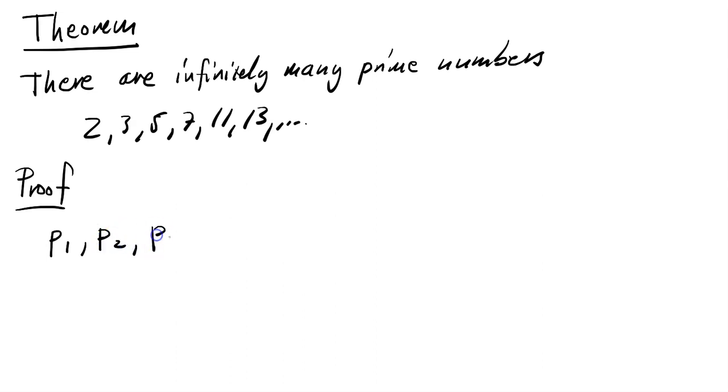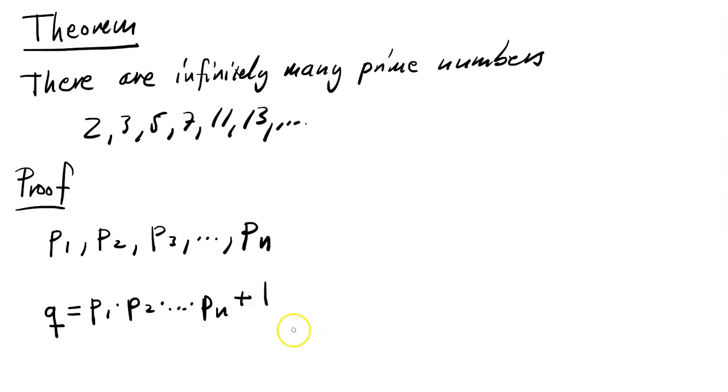P1, P2, P3, up to some number Pn. So we have assumed the opposite. Okay, now let's define a number. If we now assume these are the only prime numbers, let's define a number Q as the product of all these, and then we add 1.